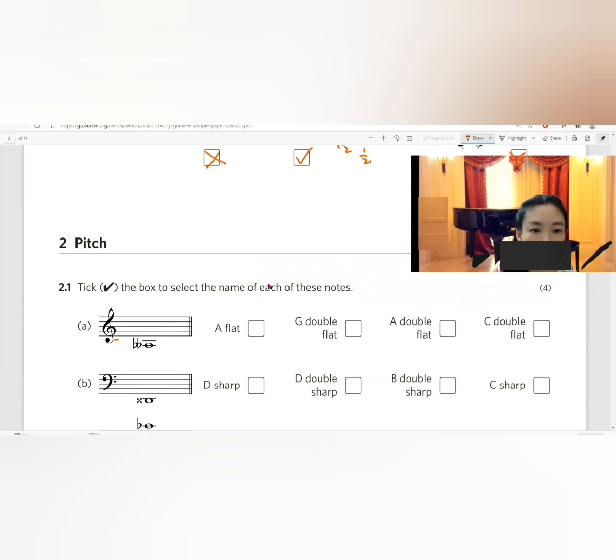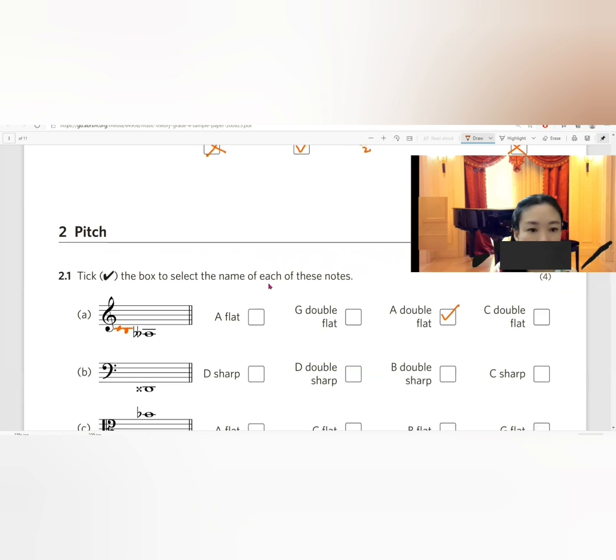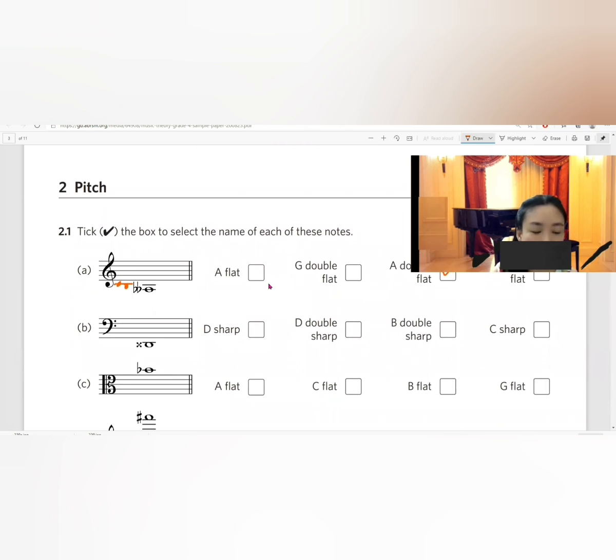You just need to use the middle C as a guide. So if this is C, and C go down is B. So B go further down, this is A. So in this case, this is an A double flat. So pick this one. Okay, next one, this is a bass clef.